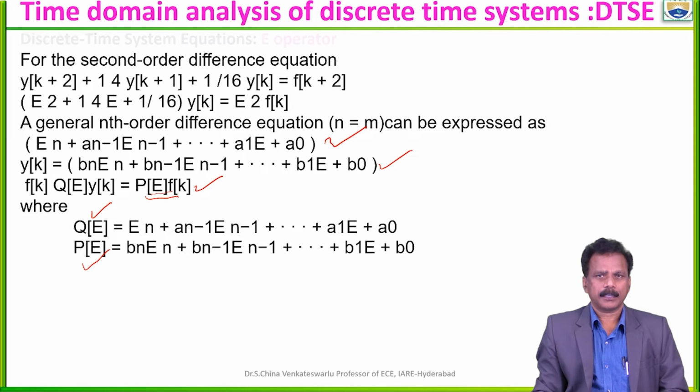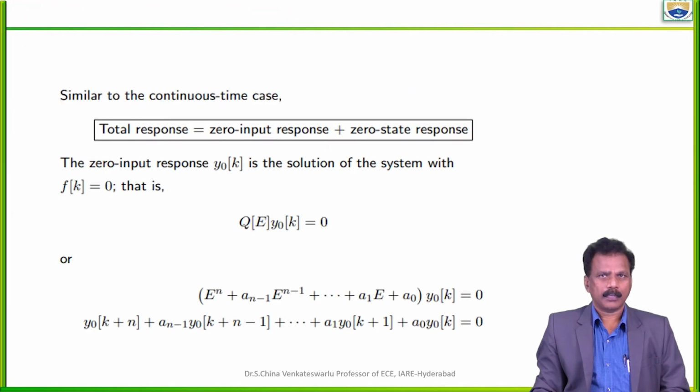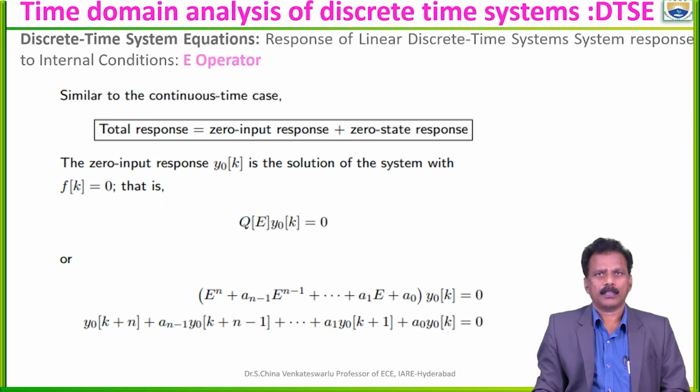Okay, like this, the E operator will be okay. Analyze. Similar to the continuous time case, the total response is the zero input response plus the zero state response.